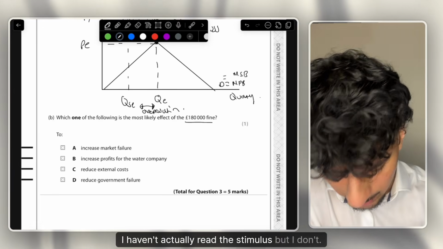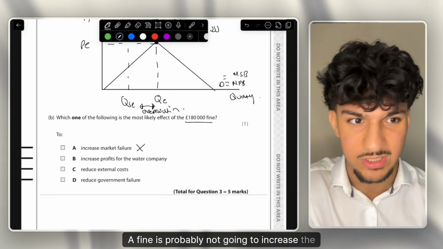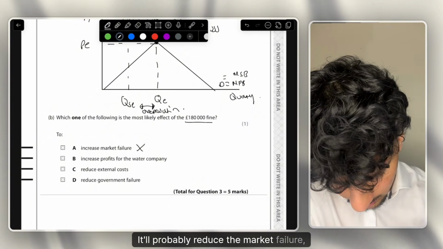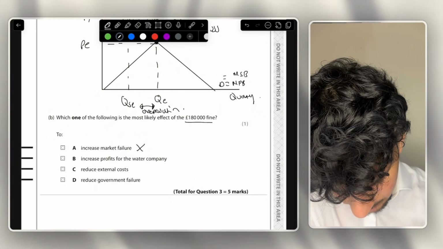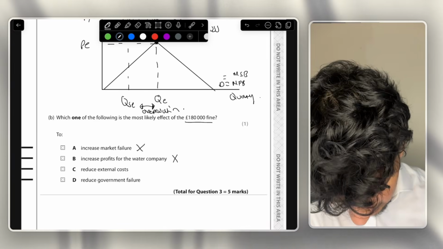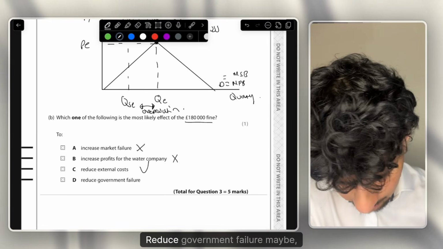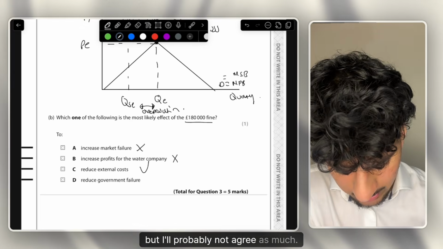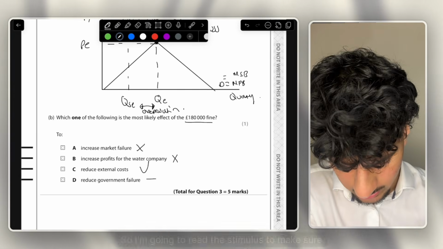I haven't actually even read the stimulus, but a fine is probably not going to increase the market failure. It'll probably reduce the market failure. Increase profits for the water company. Again, a fine is very likely not to do that. Reduce external costs, I would agree. Reduce government failure, maybe, but I'll probably not agree as much, so I'm going to read the stimulus to make sure it's reduce external costs.